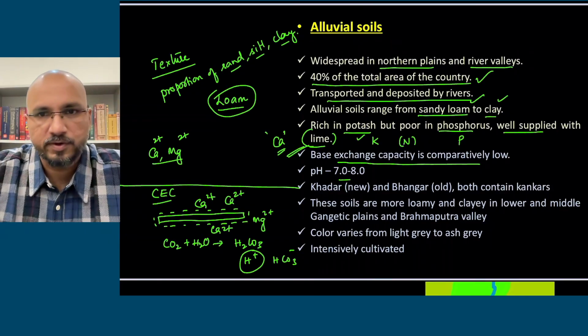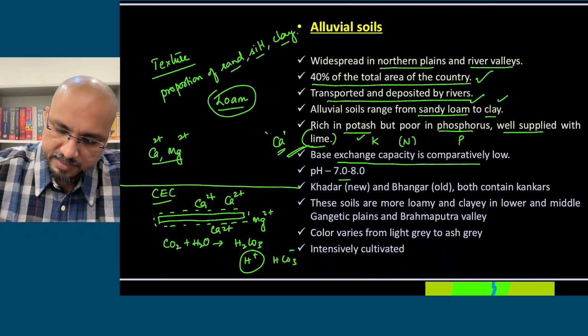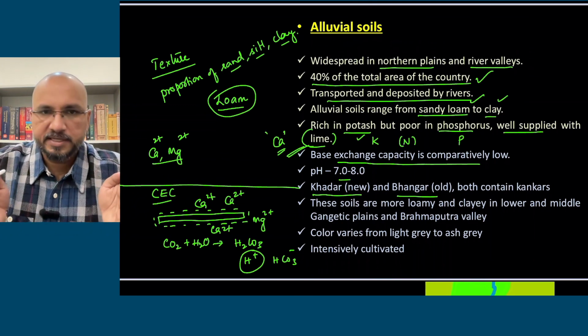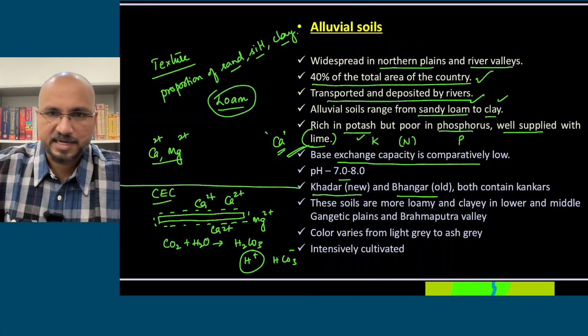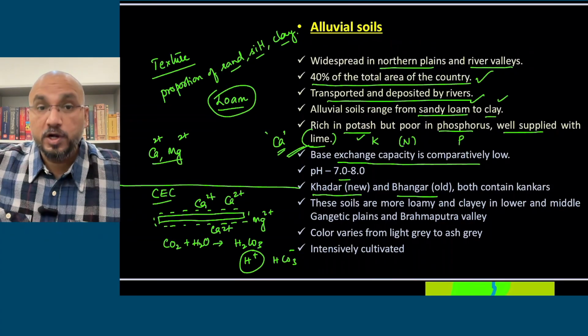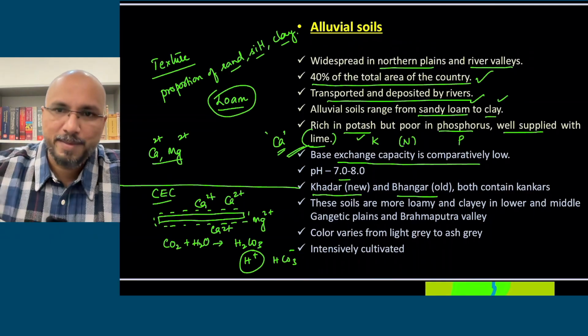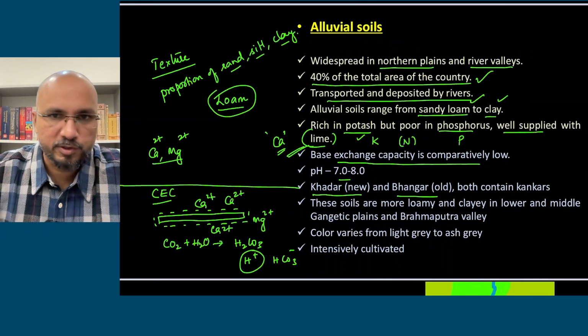So this kankar is found in alluvial soil. Because of the higher amount of lime, it has slightly higher pH. Khadar, that is the new alluvium, and Bhangar, that is the older alluvium. The soil near the river basin which has been recently deposited is called khadar, the new alluvium. Older alluvium is far away from the river basin, deposited long back. In both you find kankar, calcium carbonate concretions, as they are called.